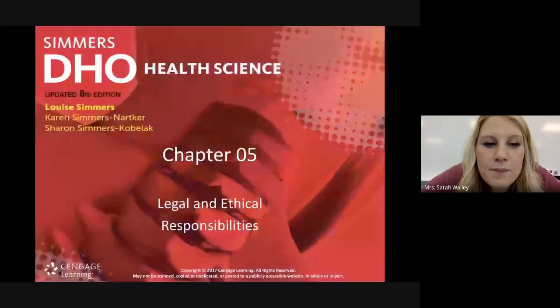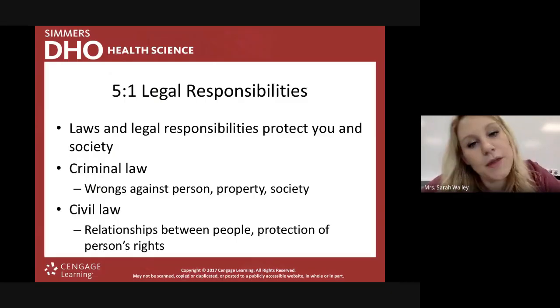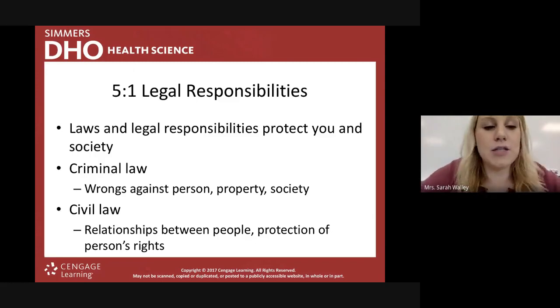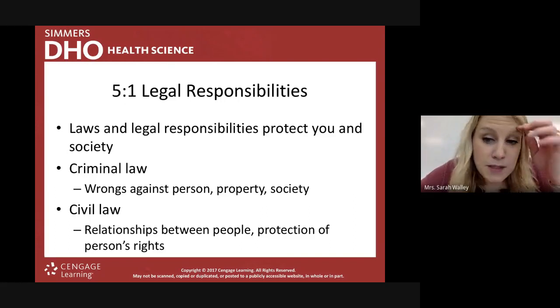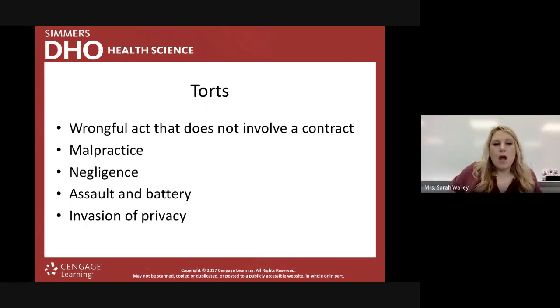All right, so we're going to talk about legal and ethical responsibilities in healthcare. And it just kind of encompasses a lot, actually. So, laws and legal responsibilities protect you and society as a whole. Criminal law is wrongs against a person, property, or society, but civil law is relationships between people and protection of a person's rights. That's civil law.